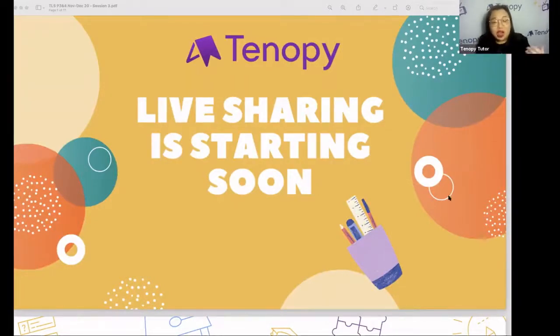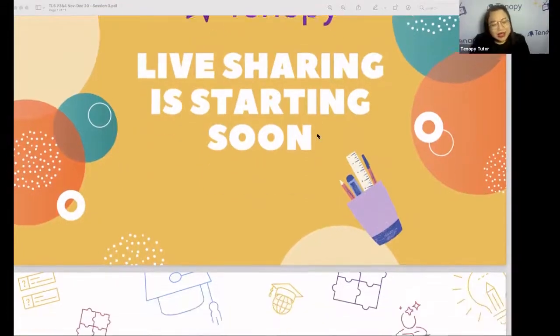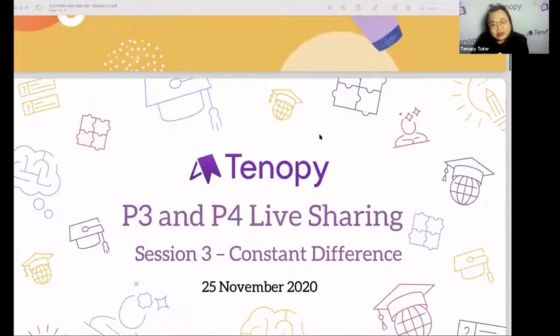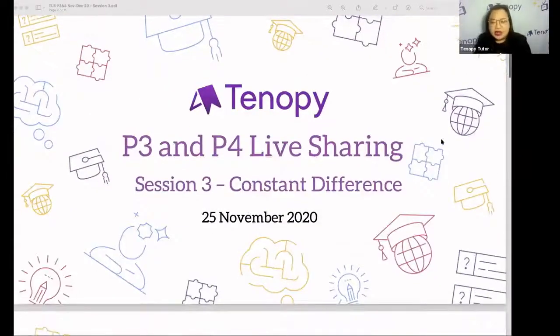We are going to learn more about... Do you know what we're learning today? Today we are going to learn more about constant difference. But what exactly is constant difference? Jose, do you have any idea what constant difference is all about? We're just starting on the third session for today. We are going to work more about constant difference. Now, constant difference sounds like what?